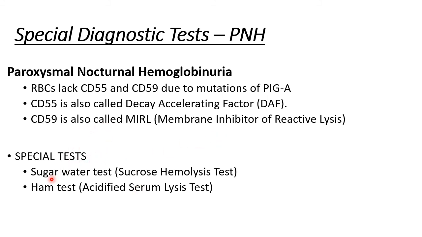We make use of two types of tests. Number 1, yung ating sugar water test or yung sucrose hemolysis test. And the other test is makes use of an acid, no? HAM test or acidified serum lysis test. In PNH, mas prone sa lysis ang mga RBC. Mga normal RBC resist the lysis from the sucrose and the acid. Okay, so ang more hemolysis, mas nagpo-point to PNH.